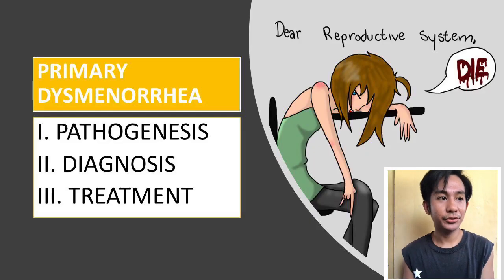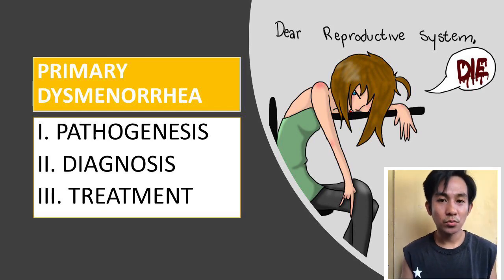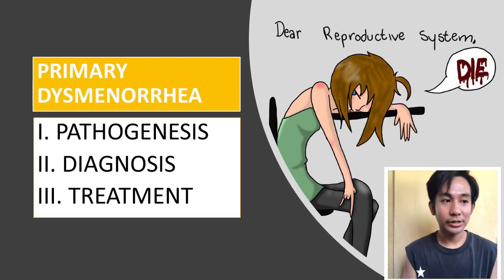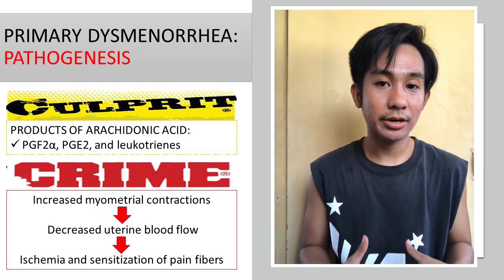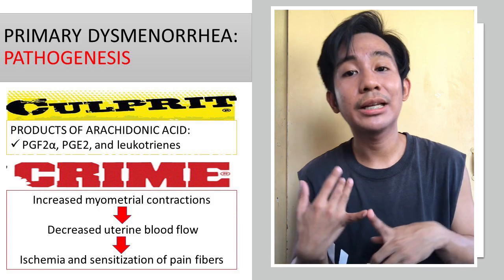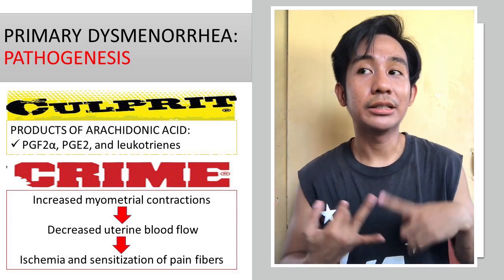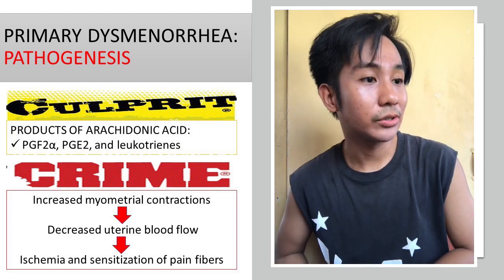First, the primary dysmenorrhea. We'll be tackling the pathogenesis. Why is your patient suffering from this? What are the culprits or causes? And of course, the pathogenesis, the diagnosis, as well as the treatment or management approach for the patient. What I would like you to remember is that the culprits are the products of arachidonic acid, which are prostaglandins, particularly prostaglandin F2 alpha and prostaglandin E2, and on one side, leukotrienes.